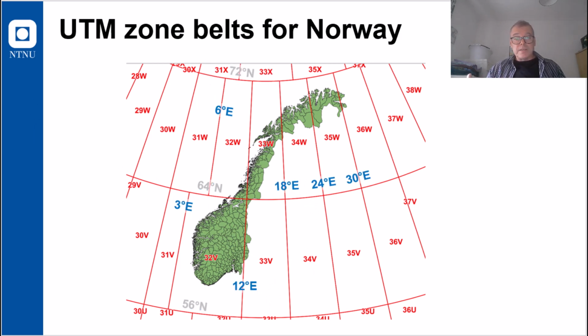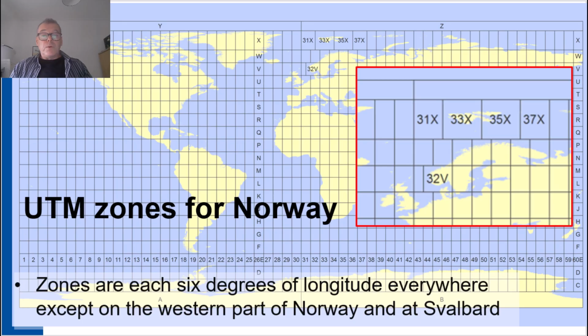And east-west, we have a peculiar thing here with 32V, but otherwise it's 6 degree intervals towards the east for each of the belts. Then for Norway, there are some peculiar things with the zone belts. Each of the zone belts are 6 by 8 degrees, but for Norway there are exceptions, here north at Svalbard and on the western coast of Norway.